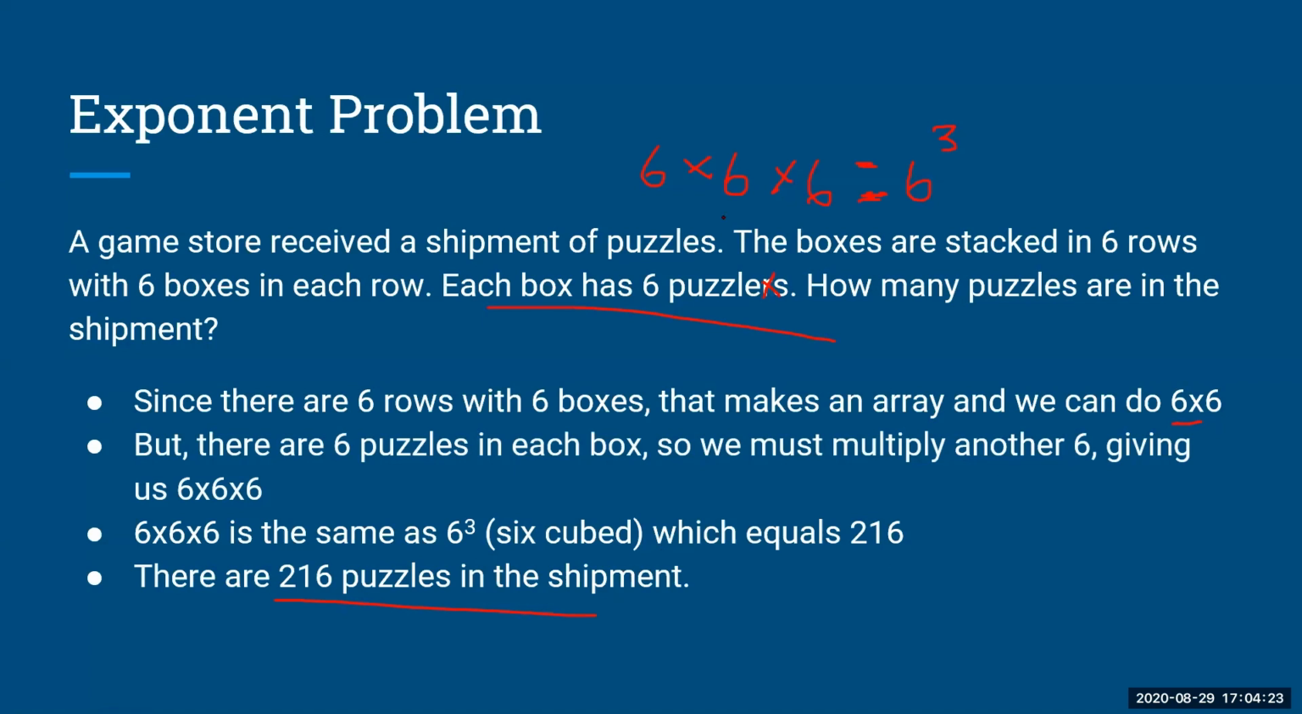And I can do it out. 6 times 6 is 36. So 36 times 6 would be 216. I'll just do it out real quick, if you don't believe me. So this is a 6. That becomes a 3. 6 times 3 is 18 plus 3 is 21. So you have 216 right here.